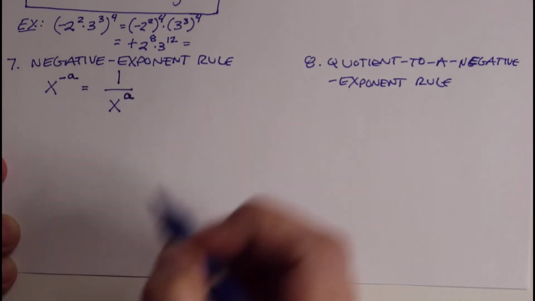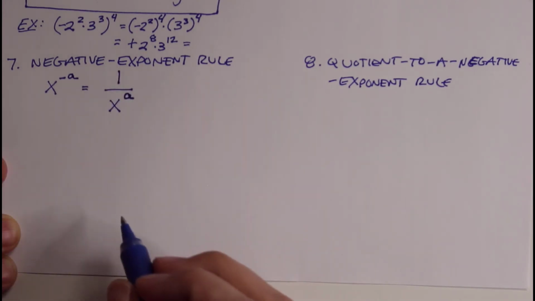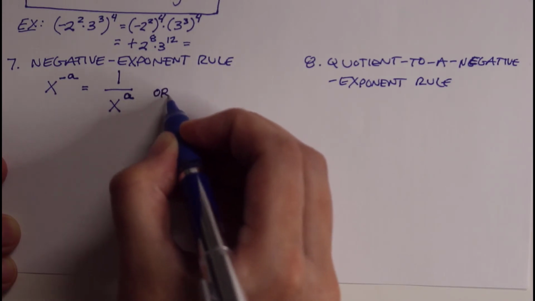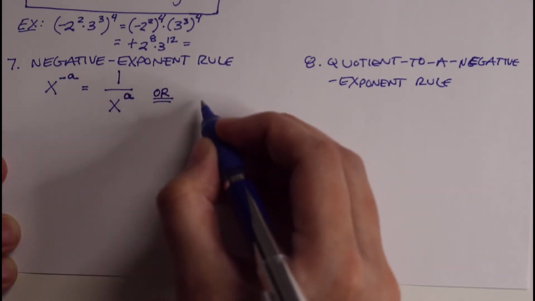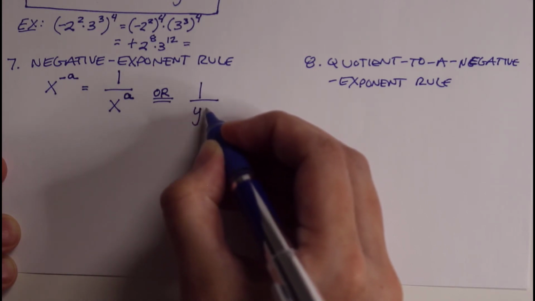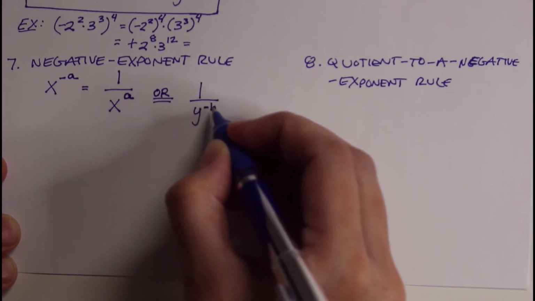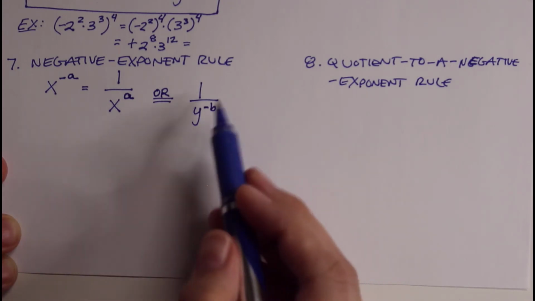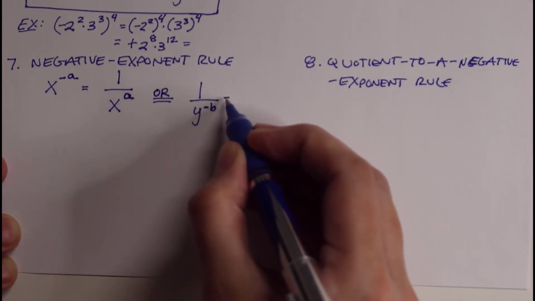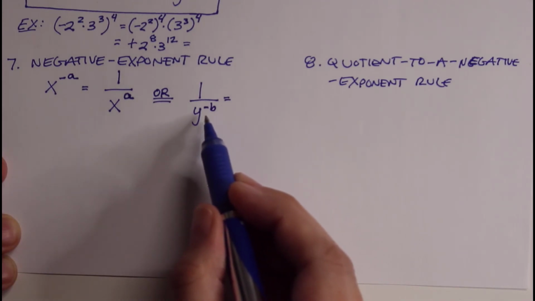So in this case, there's an invisible 1 on top that we have to write. That's one of two versions of this. The other version is if you were to start with your base in a denominator, and the exponent's negative. So let's say I had 1 over y to the negative b.